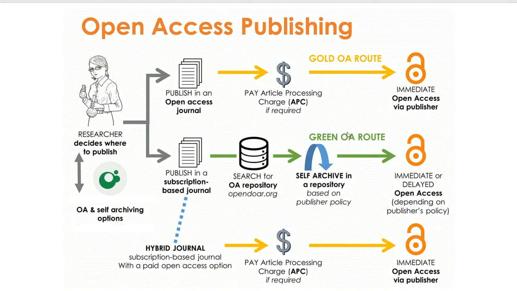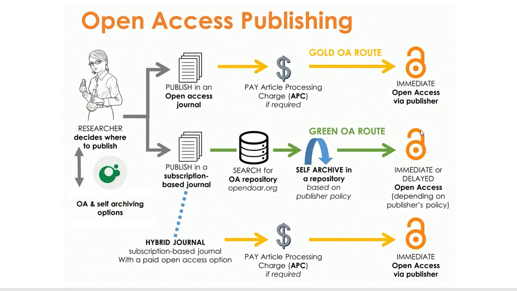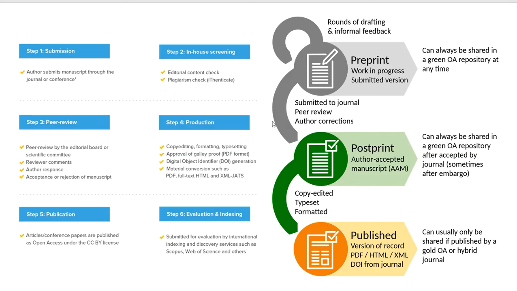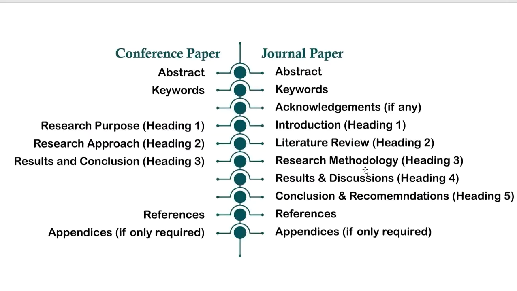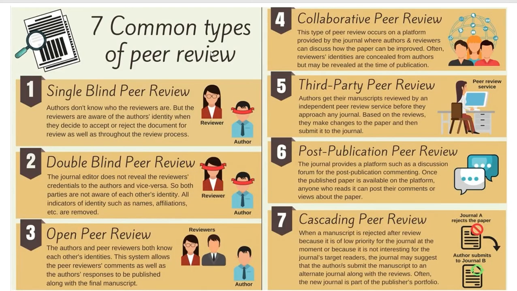Then what open access is and how many types there are, generally three types. How your paper goes from step 1 of submission through evaluation and indexing, either as a preprint, postprint, or published paper. And what the difference is between a conference paper and a journal paper, how you write for the conference approach versus the journal approach, and how many review types there are.